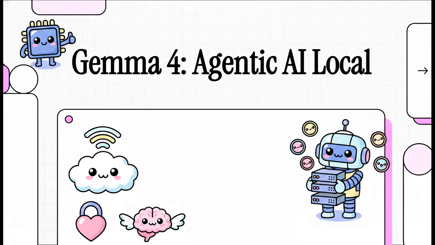All right, let's just jump right into this explainer on Google's Gemma 4. If you've been following the rapid evolution of open weight models, you know that running genuinely capable AI on your own hardware has always been the holy grail. Well, with Gemma 4, we are finally crossing that threshold. We are moving away from experimental toys straight into production-ready local agents.